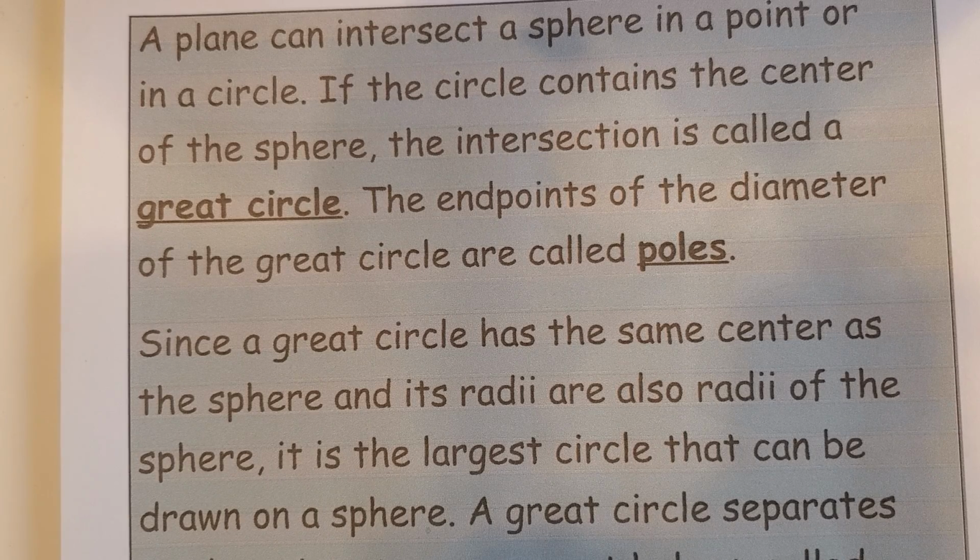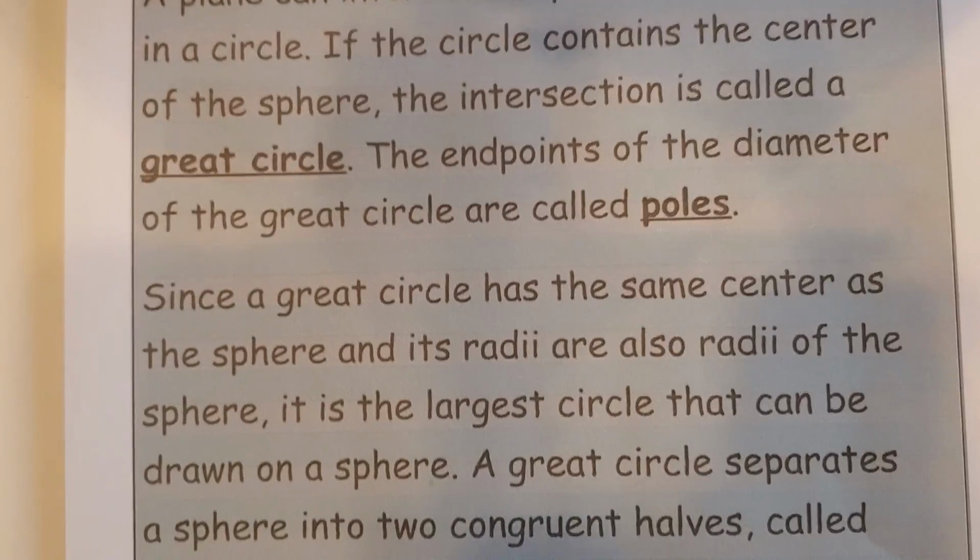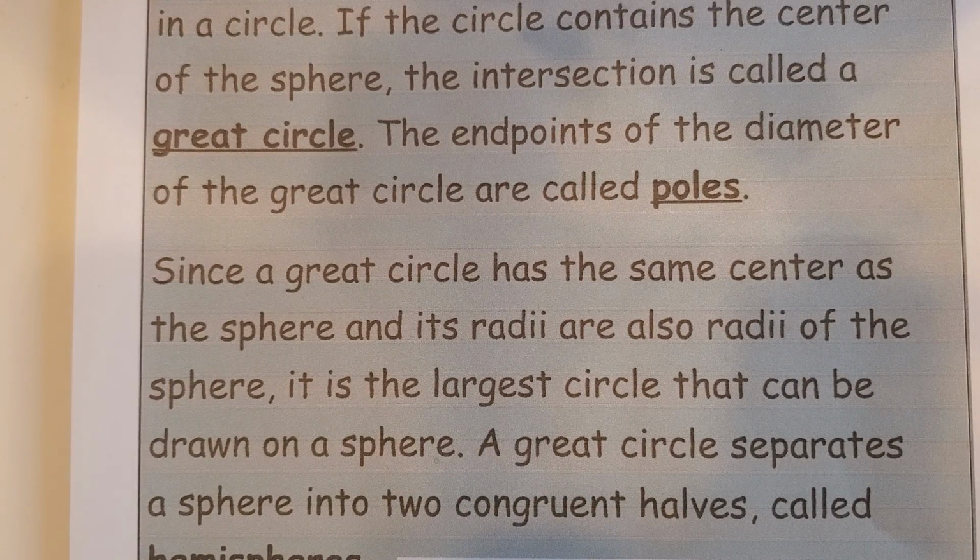Since a great circle has the same center as the sphere and its radii are also radii of the sphere, it is the largest circle that can be drawn on a sphere. So you could kind of figure this out. I really like to use the whole latitude and longitude analogy to make sense of it.